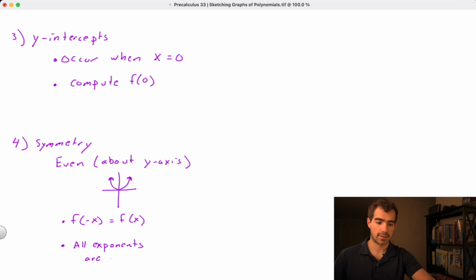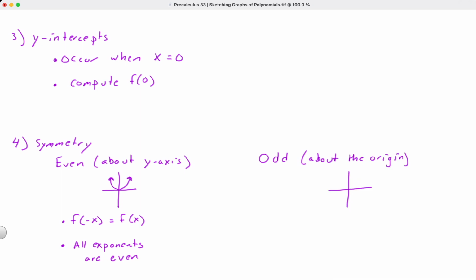Or, on the other hand, an odd symmetry, which is symmetric about the origin, which we'd see as an example in something like y is equal to x cubed, where f of negative x is equal to negative f of x for all values of x. Or in particular to polynomials, all exponents are odd.